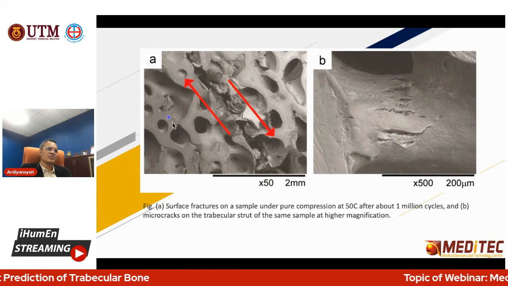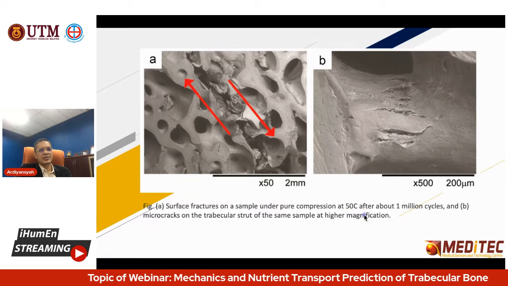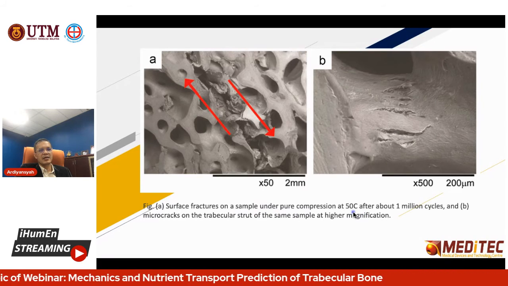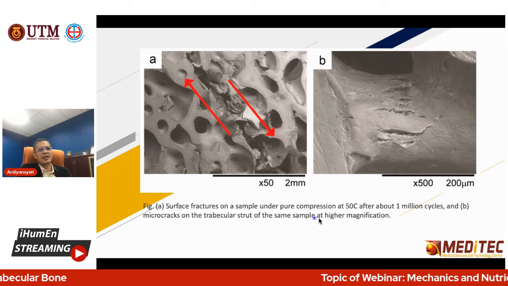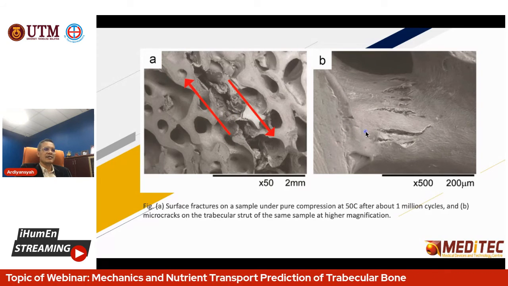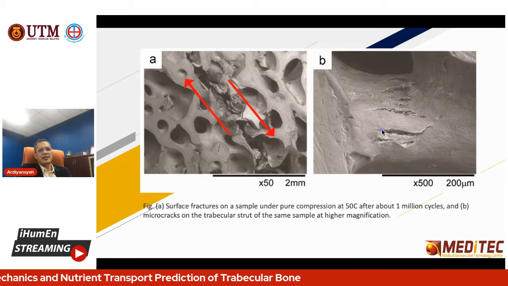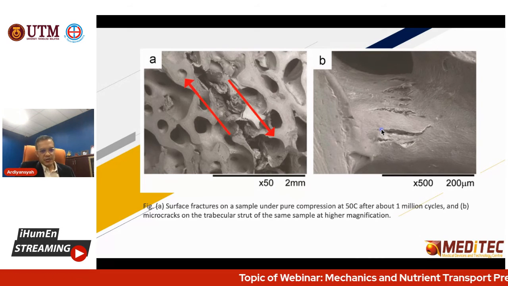You can check also in the SEM. Surface fracture on the sample under pure compression, 50% of compression after 1 million cycles, and the micro crack on the trabecular bone strut, and the same sample at higher magnification. Here is the surface fracture. Then after that we check on the strut. Then you can see the micro crack in the trabecular structure. That is the initiation of the failure of the trabecular bone.